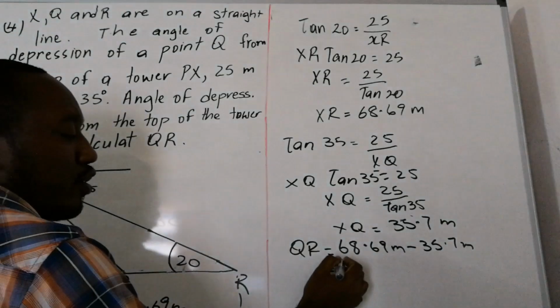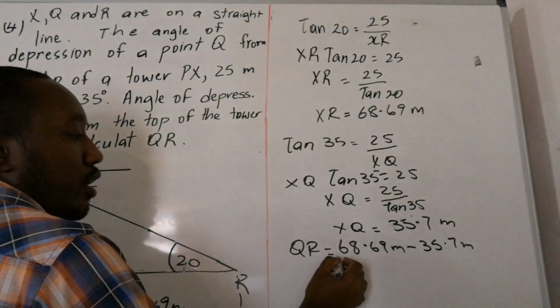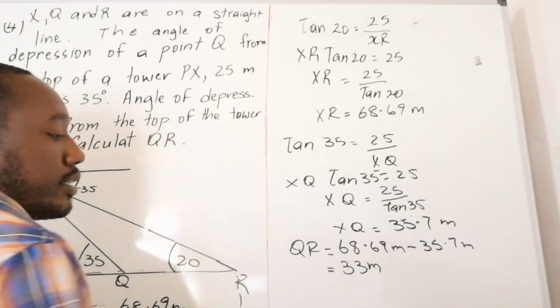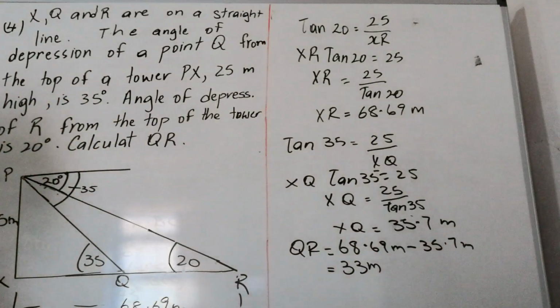Let's round it to the nearest whole number, 33 meters, right? So it's approximately 33 meters from Q to R. All right? So what we will do, we will pause and then look at another way we could calculate QR.